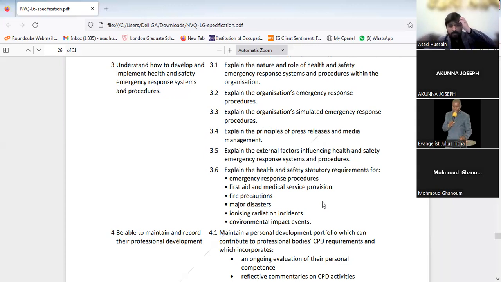Other than this, 3.5, explain the external factors influencing health and safety emergency response systems and procedure. Here you have to explain why clear, concise, timely, and accurate information must be provided by the organization. So in 3.5, what type of external factors do we have? It will be statutory legislation, industry best practice, client demands, insurance company requirements, trade union requirements. These are the demands the organization has from outside. So external factors which can affect these are statutory legislation, industry best practice.